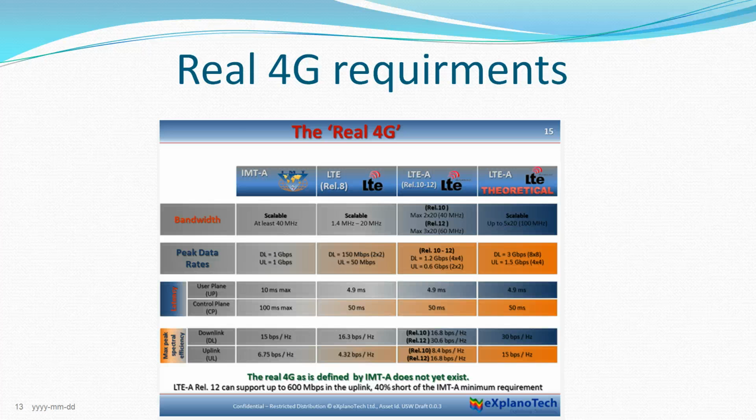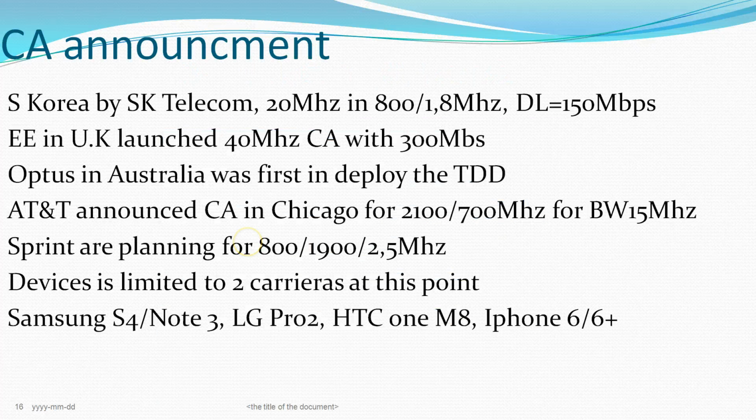And the theoretical part is not that interesting because it's not a real live test scenario. The last slide here shows some carrier aggregation announcements. In South Korea, the first 20 megahertz aggregation in the 800 and 8.8 megahertz frequency bands was implemented with a download speed of 150 megabits per second. In the UK, 40 megahertz aggregation was launched with a downlink speed of 30 megabits per second.